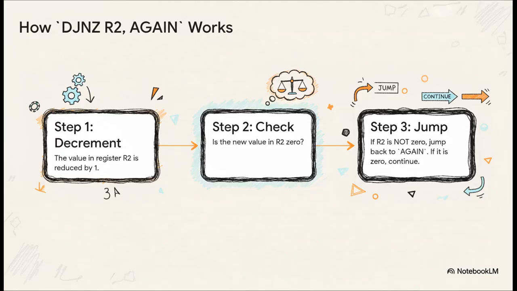So what's DJNZ actually doing? The name kind of gives it away. Decrement and jump if not 0. So first, it subtracts 1 from our counter in R2. Then it asks a simple question, is R2 0 yet? If the answer is no, it jumps right back up to the again label and the loop runs again. It's only when R2 finally hits 0 that the loop stops and the program moves on. Just brilliant. It shows how one simple instruction can create complex, repetitive behavior.